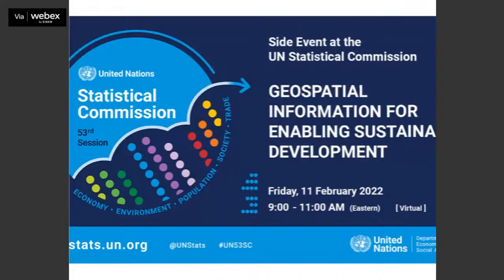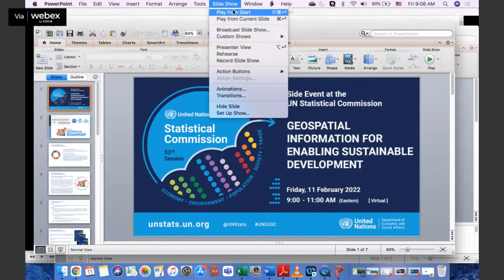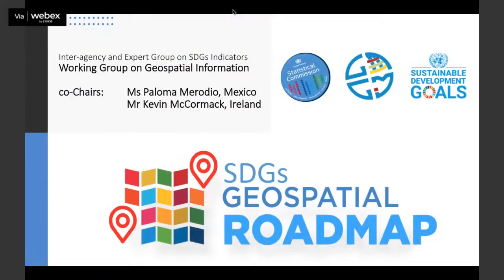We will discuss two of the working groups integrating statistical and geospatial information, co-organized by the Working Group on Geospatial Information of the Interagency Expert Group on SDGs, that I co-chair with Kevin McCormack, my colleague from Ireland, who is also joining us. In this first part of the side event, we will present the SDG Geospatial Roadmap.